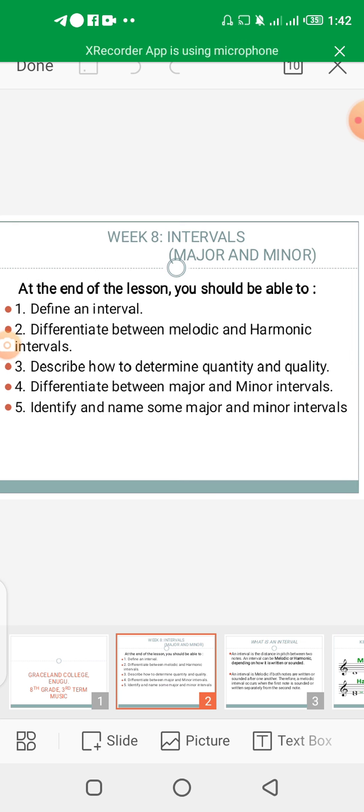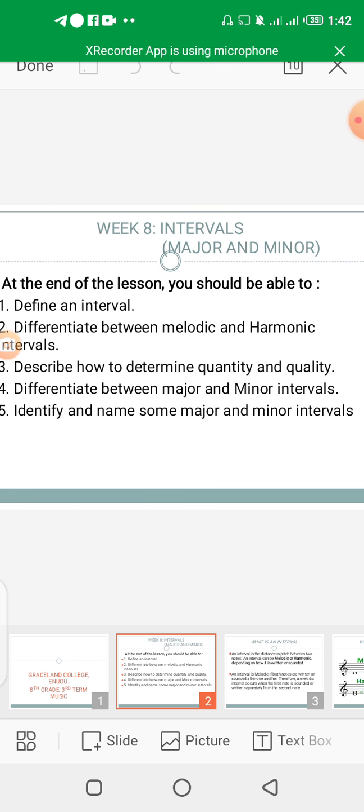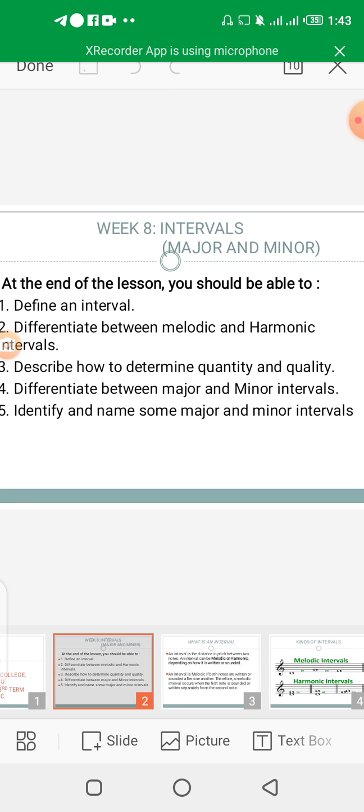Now let's just have a quick recap of what the student should know at the end of this lesson. At the end of this lesson, you should be able to, one, define an interval. Two, differentiate between melodic and harmonic interval. Three, describe how to determine quantity and quality. Four, differentiate between major and minor intervals. Five, identify and name some major and minor intervals.